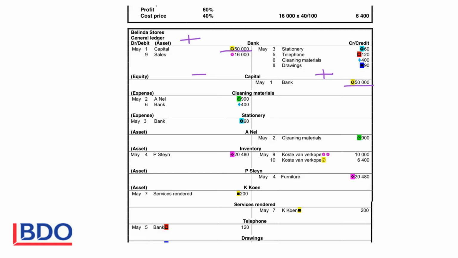The cleaning material account will be debited with 900 Rand. Cleaning materials is an expense. Expenses increase on the debit side and decrease on the credit side. The account of A now will be credited because he's a creditor to us now, and liabilities increase on the credit side and decrease on the debit side. So we owe him the money, so cleaning materials will be credited in his account. The word that I write in his account will indicate where is my double entry. So I can go and look in the cleaning material account for the double entry.